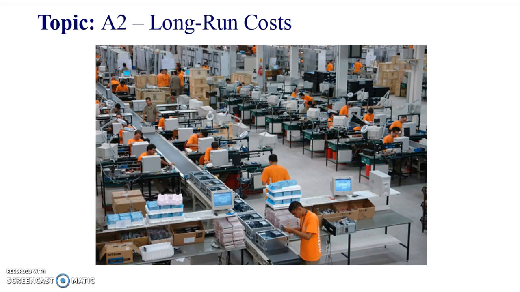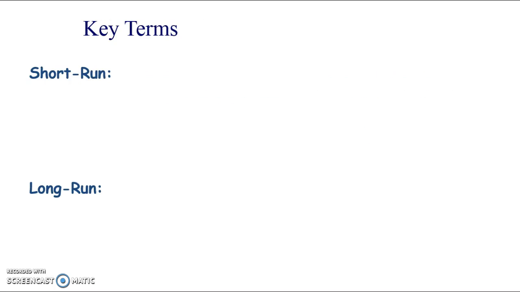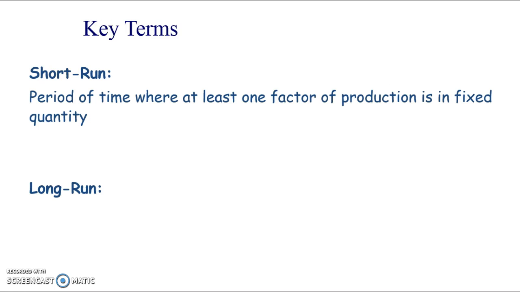Looking at long run costs now. So still we have to refer to the short run and the long run. In the short run, it was the period of time where at least one factor of production is in fixed quantity. What this means is that your scale of production remains fixed. There's a maximum output that you can achieve. And in the short run, if you remember the other presentation, this is where diminishing marginal returns can set in.